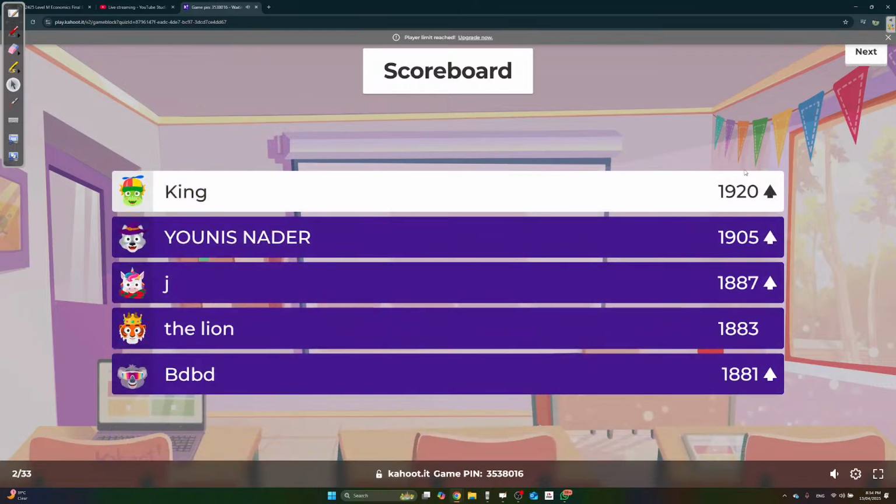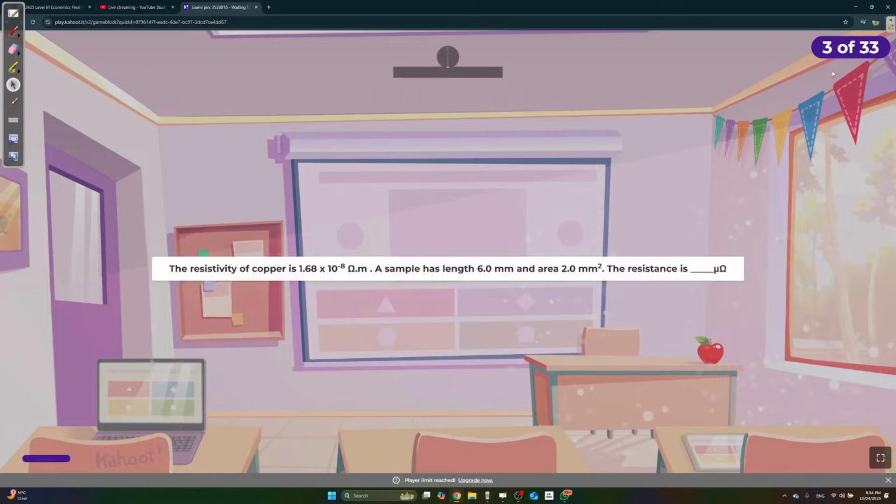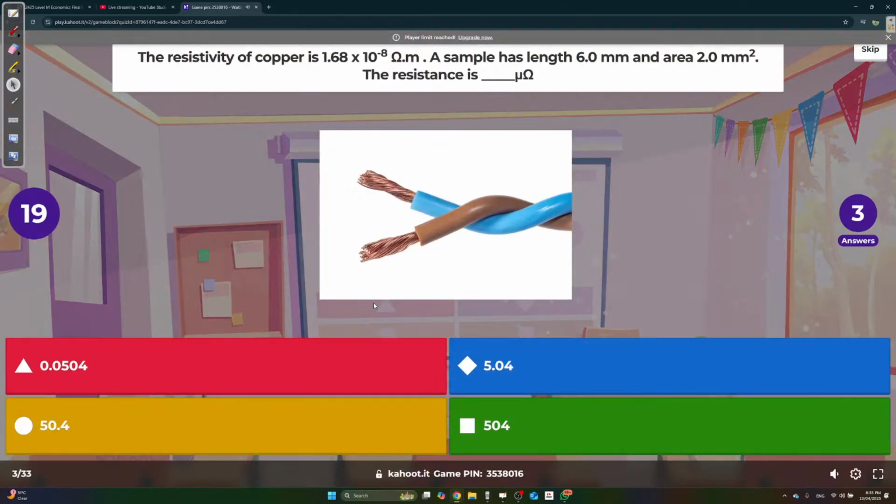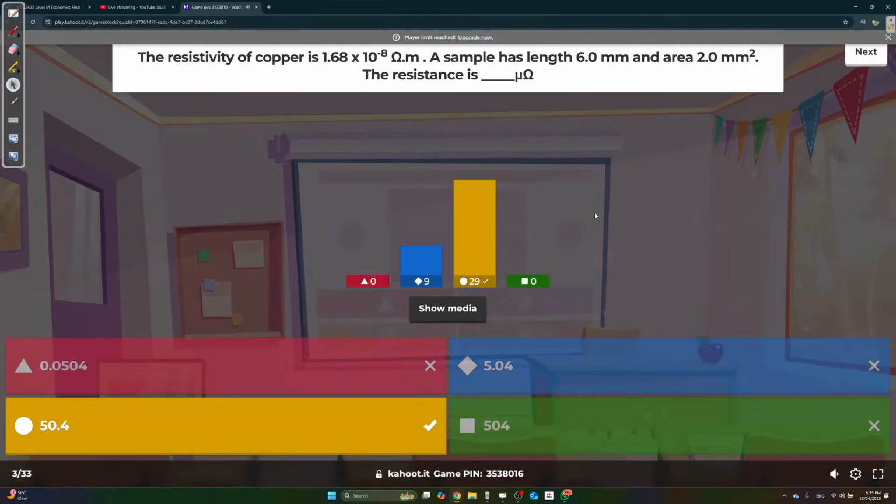Okay, King. Who's King? I can remove him. Okay. Next. Okay, the resistivity of copper is 1.68 times 10 to the power of negative 8 ohm meter. A sample has length. Thank you, Abdurrahman. Thank you so much. Who's under Watfa's desk? No one's under my desk, bro. Only 29 people got this.